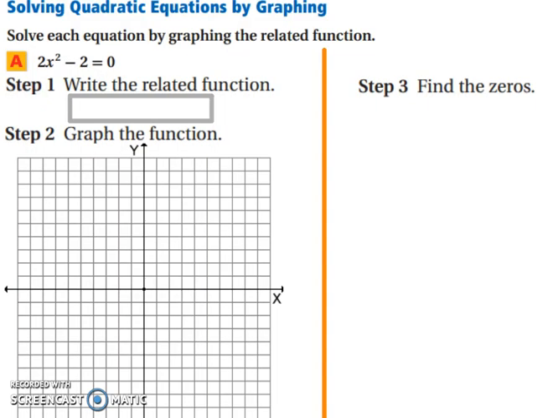So we have 2x squared minus 2 equals 0. We want the related function. This is the function that we're going to graph. So we have y equals 2x squared plus 0x minus 2. This gives you a placeholder when you're trying to graph, when you're using your vertex, your y-intercept, and mirror imaging that over. So take a moment and graph this function like you learned how to in previous sections.